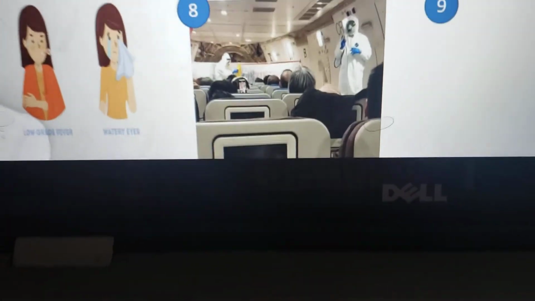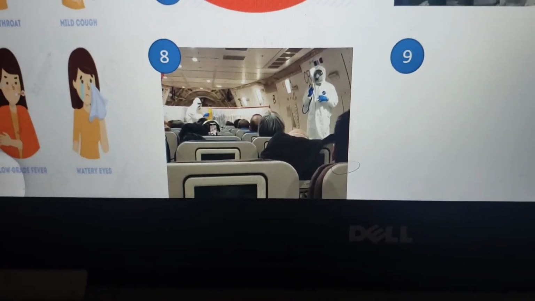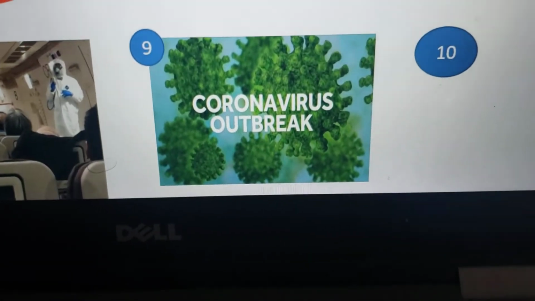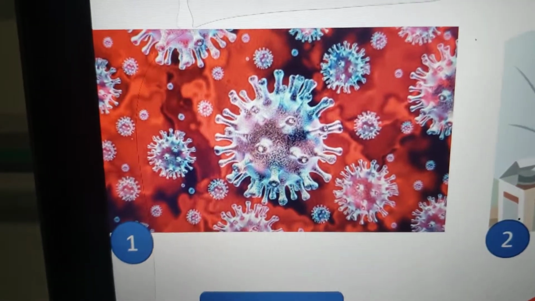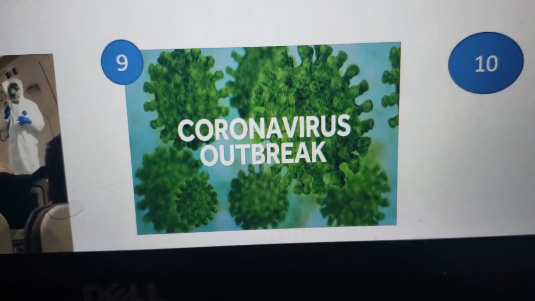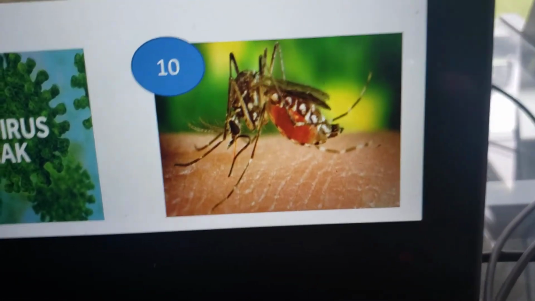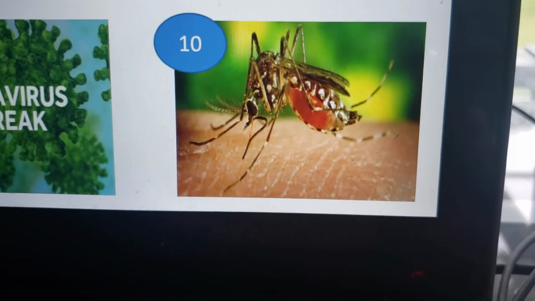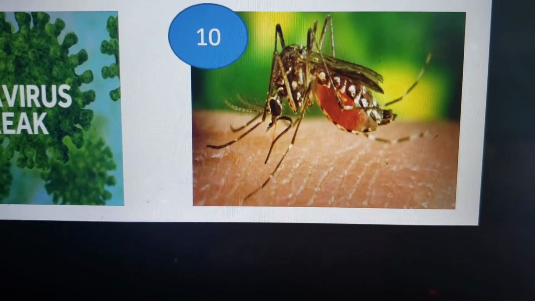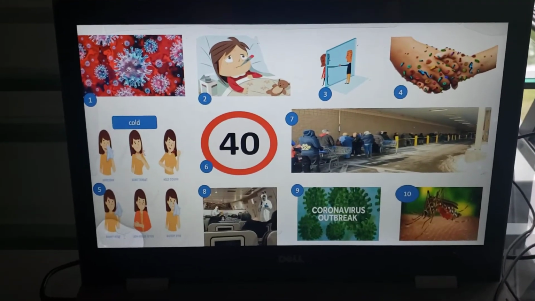Number 8. Well, as you can see here, the doctors are checking people's temperature to make sure they are not sick. So this can be quarantine. Okay, quarantine. Number 9. So this can mean the virus. Okay, this can mean the virus, but this right here is the outbreak, which is the pandemic. And number 10, this is the mosquito. So mosquitoes have affected many people. I think it's called the Zika virus. So we can call this epidemic, okay? So if you have all 10 correct, then you are perfect, excellent.